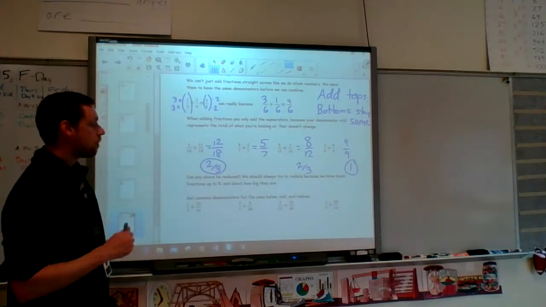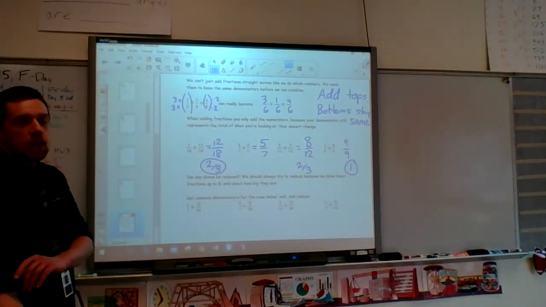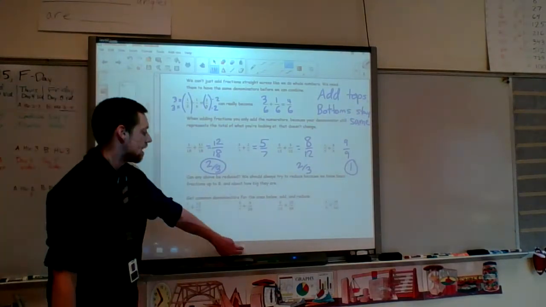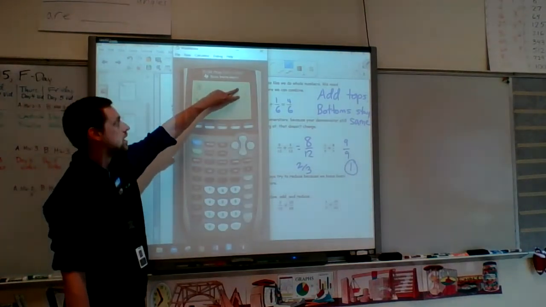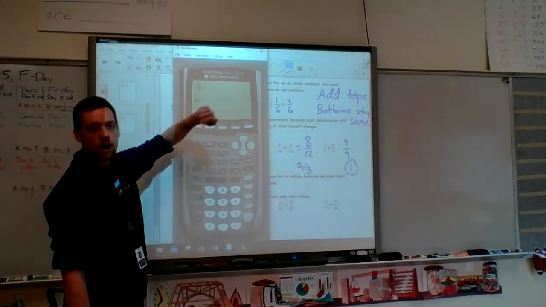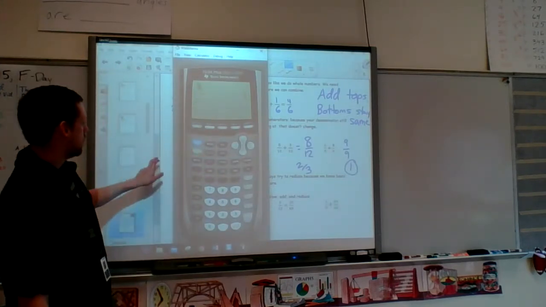Okay? So we're always going to try to reduce if we can. If you have trouble with that though, we can use the calculator strategy. Type it in alpha y equals, it'll automatically change it into the reduced fraction for you. Right?